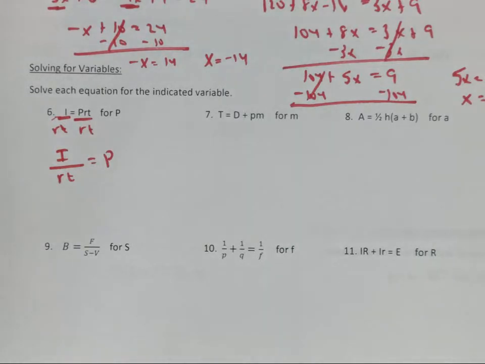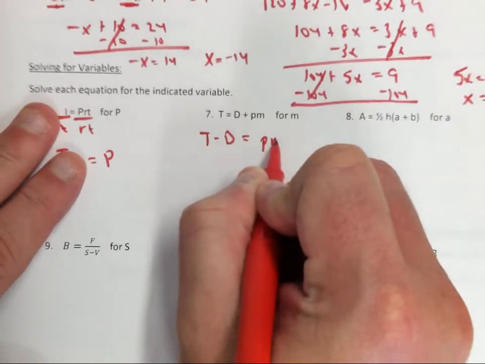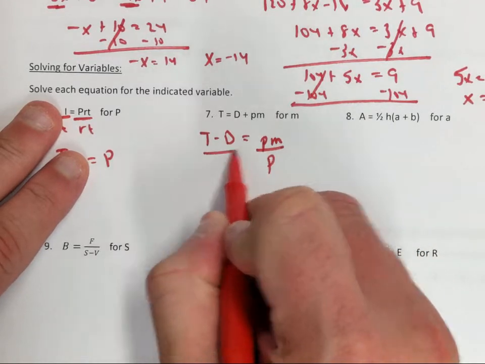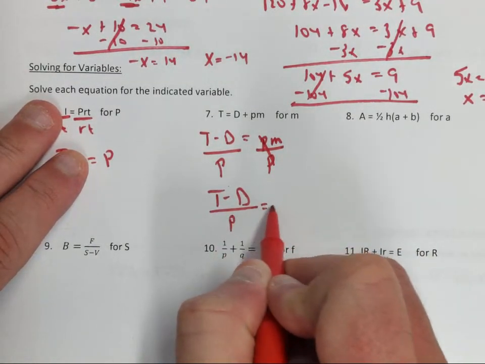Alright, number 7. What variable do I want to solve for? M. So the first thing I'm going to do is locate M. I'm going to move the stuff that has nothing to do with M. Well, D does not have anything to do with that, so I'm going to move it first. It's positive D on one side, it's going to be what on the other side? Negative. So let's move that over first. Okay, I want to get M by itself, so I'm going to divide both sides by what? P. So my answer is T minus D over P equals M.